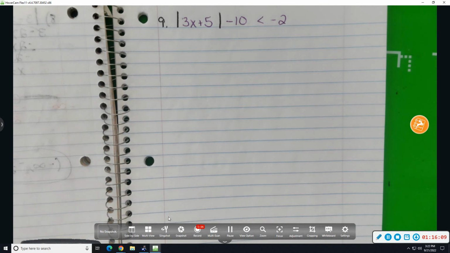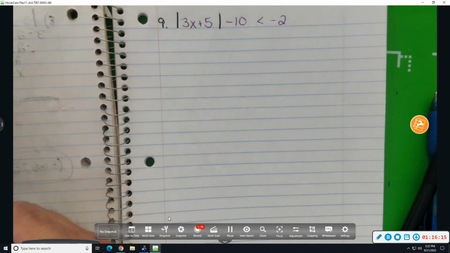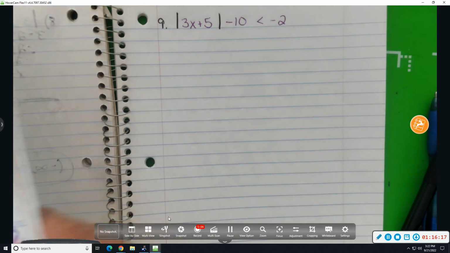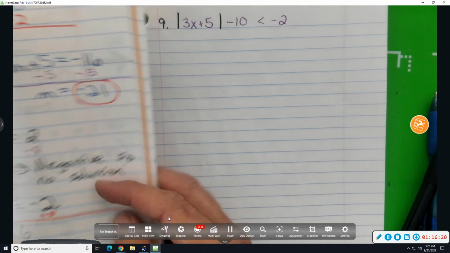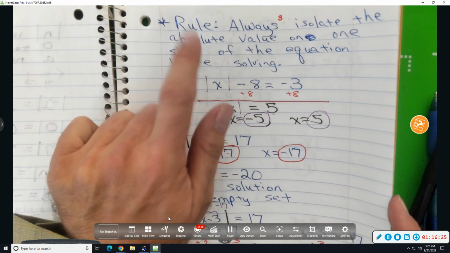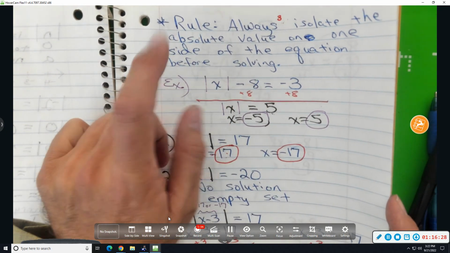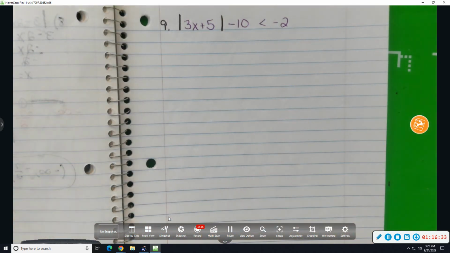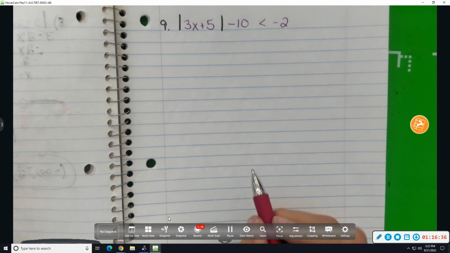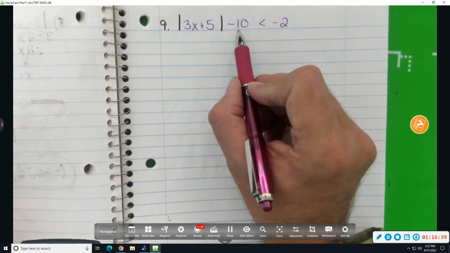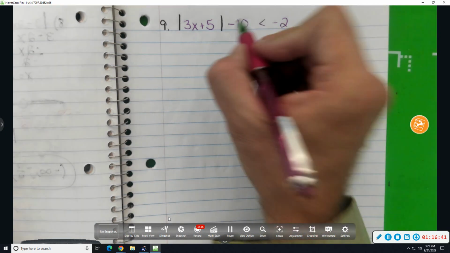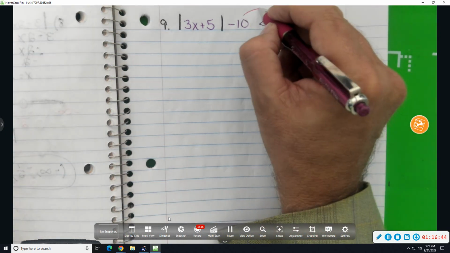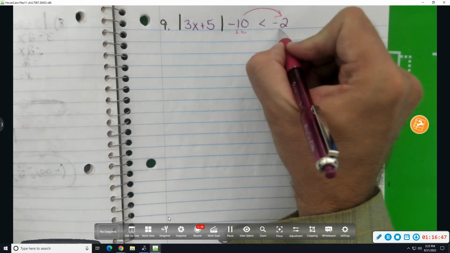There's something we have to do first on this one before we do anything else, and it goes back to something we said on Monday. Notice how you've got to isolate those absolute value bars. Always, always, always isolate the absolute value on one side of the equation before solving. So what am I going to need to do on here? There's only one correct first step, and it's what? Has to do with this 10. Add 10? So you can either draw that or go like plus 10, plus 10.